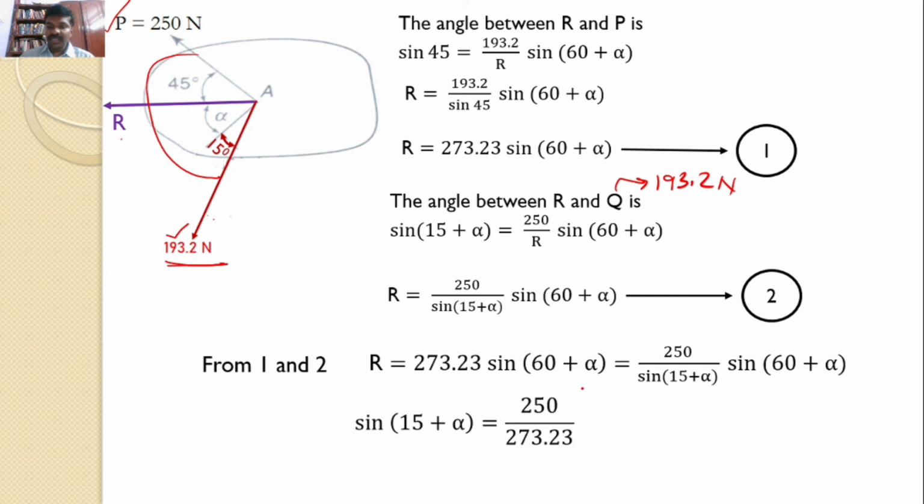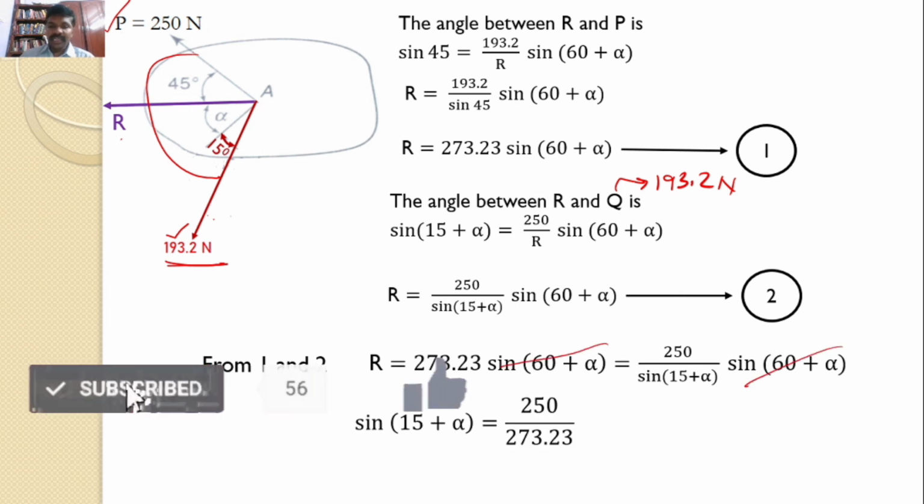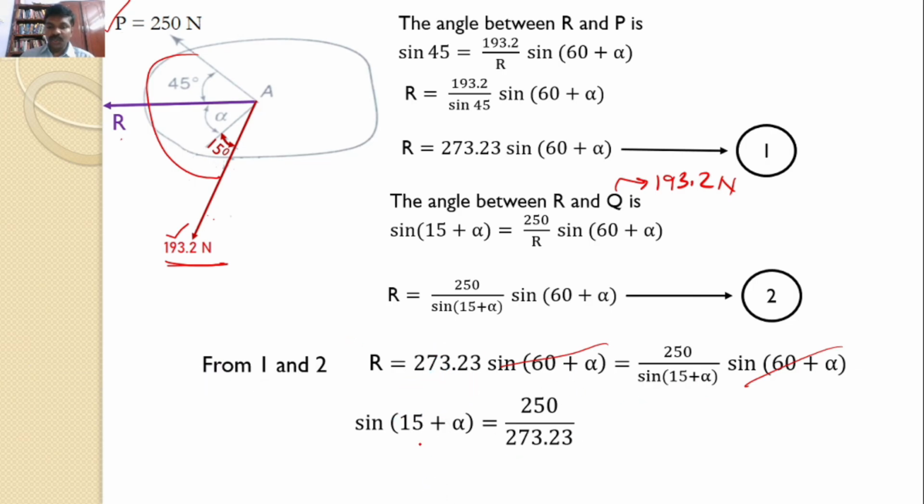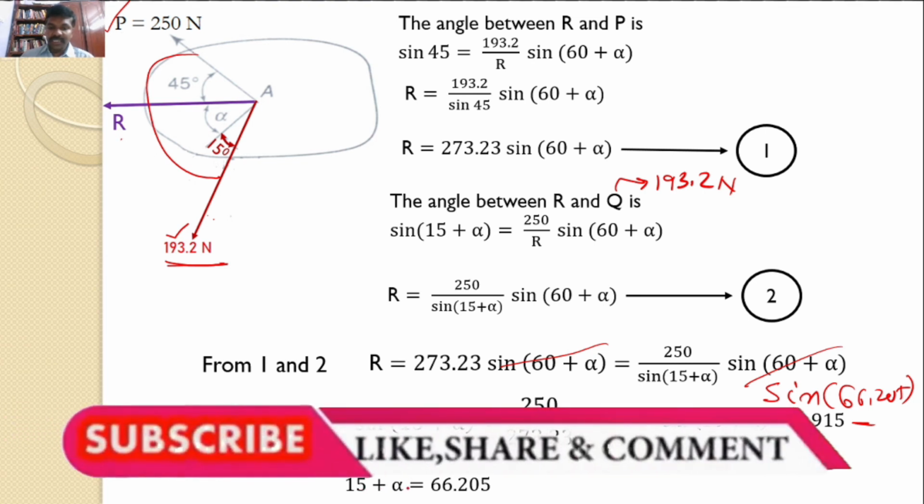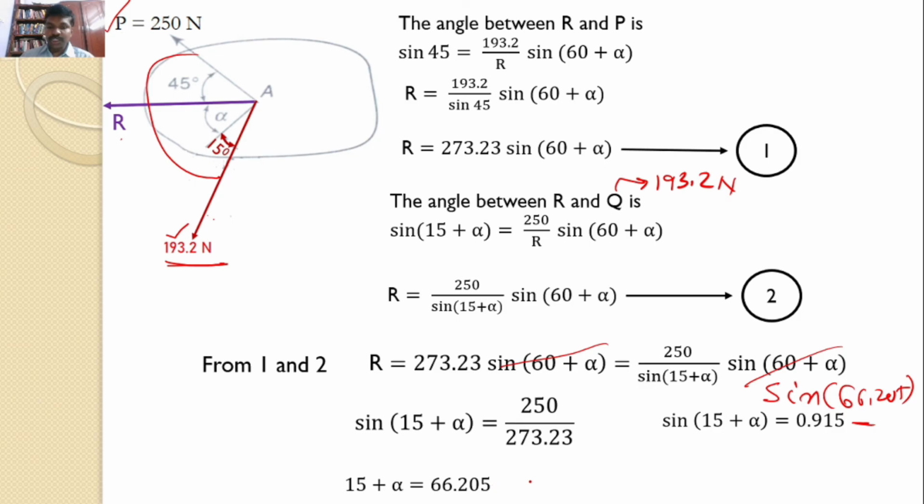So sine 60 plus alpha gets cancelled. Then I can get sine 15 plus alpha is equal to 250 by 273.23. That means sine 15 plus alpha is equal to 0.915. So this 0.915 means sine of 66.205 is 0.915. So after simplification I will get 15 plus alpha is equal to 66.205, or alpha is equal to 51.205, which is the final answer.